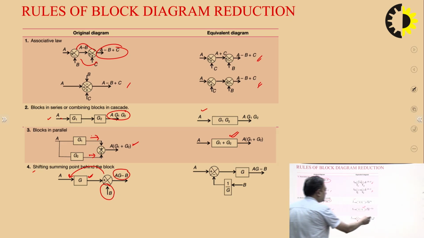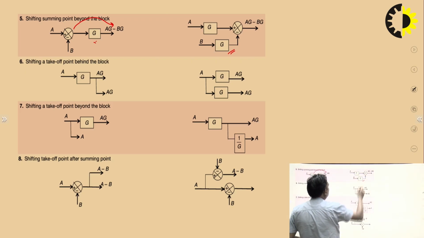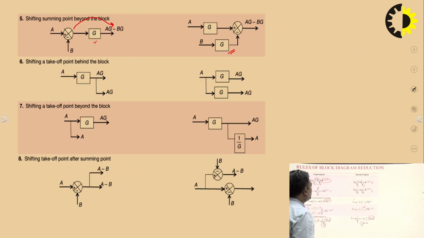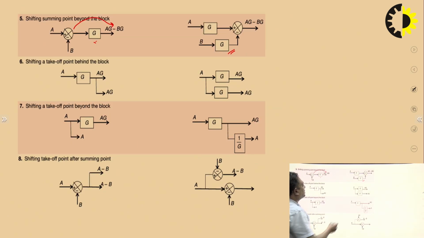And the output is here AG minus B. Similarly, shifting summing point beyond the block. So if we are moving this from here to here, then you can say we are multiplying by this transmittance block G. Previously we multiplied by 1 by G, but this time we will multiply by G. So again you are getting the same thing.